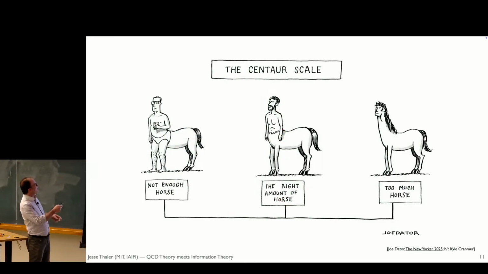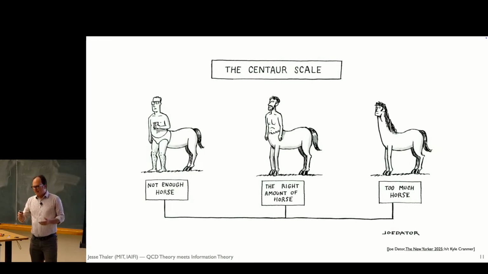You're going to see what it means to have QCD-type framings, which is accurate but kind of ugly. And then this is way too slick machine learning. And then the right amount of horse is the right merging between a physics and an AI mindset.